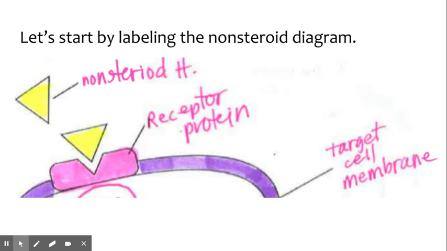So you're going to pick up the non-steroid hormone label, and that's going to be the yellow triangle. And then you're going to label the little purple thing in the plasma membrane, the receptor protein. Notice that the receptor protein shape is complementary to the non-steroid hormone, just to show the specificity of how ligands only interact with certain target cells. And so the purple represents the target cell membrane.